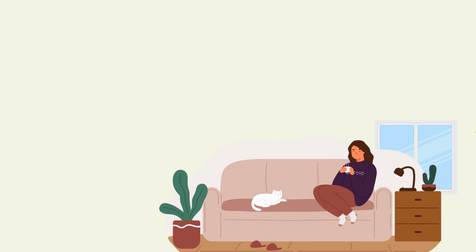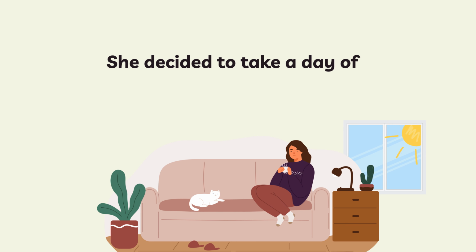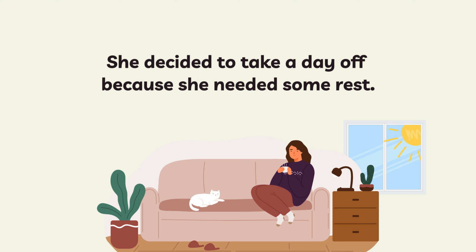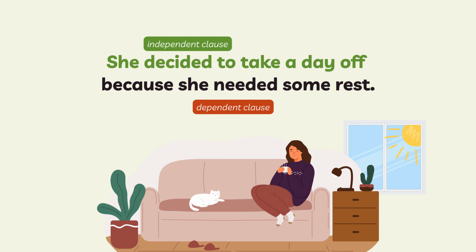For example, she decided to take a day off because she needed some rest. The independent clause is, she decided to take a day off. It presents the main idea, while the dependent clause is, because she needed some rest. It adds the reason for the decision to take a day off. The subordinating conjunction because connects the two clauses.